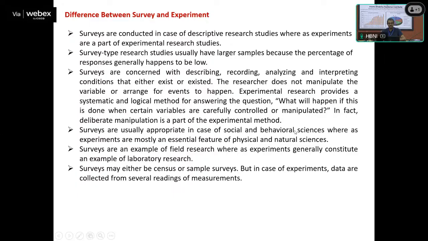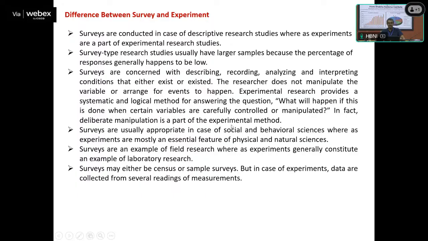Surveys are usually appropriate in case of social and behavioral sciences, whereas experiments are mostly an essential feature of physical and natural sciences. This is very important. Surveys are an example of field research, whereas experiments generally constitute an example of laboratory research. Surveys may either be census or sample surveys, but in case of experiments, data are collected from several units of measurement. So surveys are generally field research and experiments are laboratory research. Experiments are collections of measurements or readings.